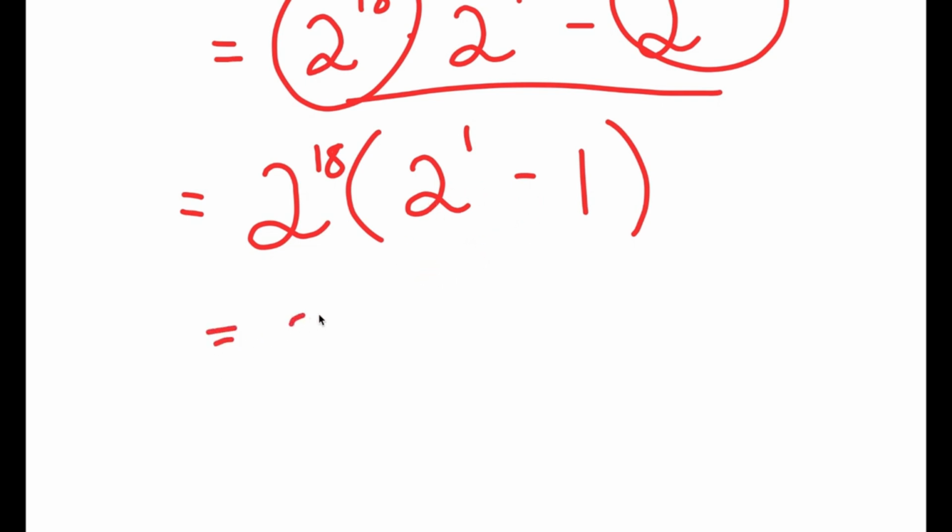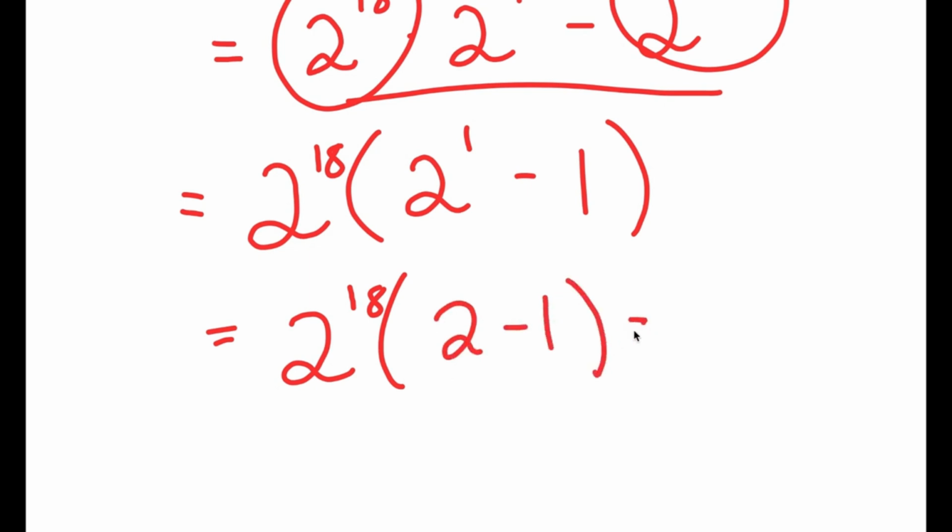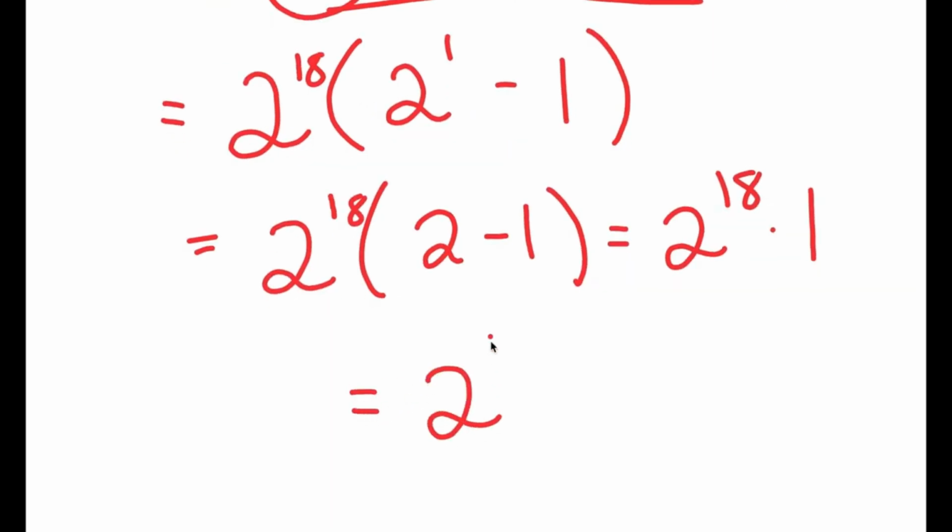And this is equal to 2 to the power of 18 times, 2 to the power of 1 is 2, so I get 2 minus 1, which is equal to 2 to the power of 18 times 1, which is equal to 2 to the power of 18. So I get 2 to the power of 18 as my answer.